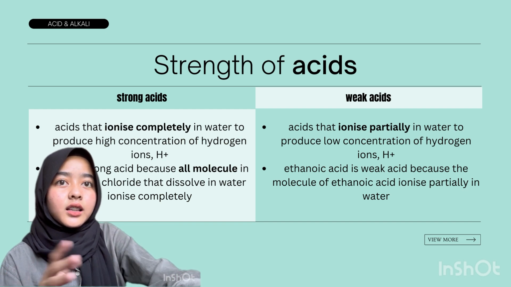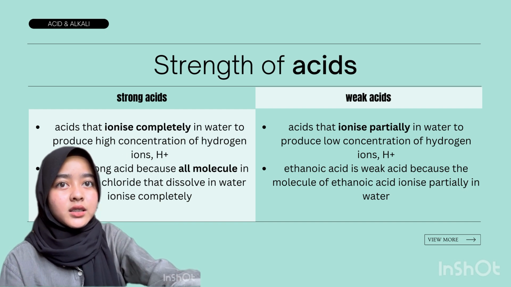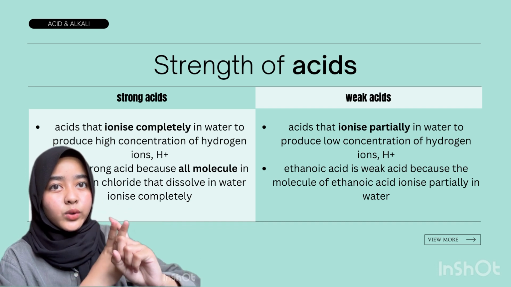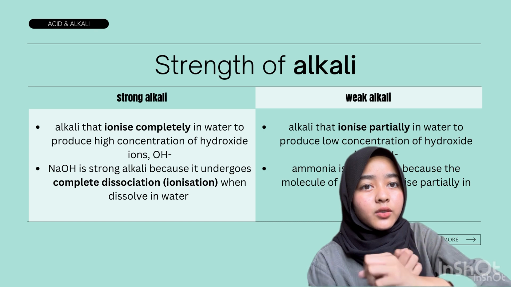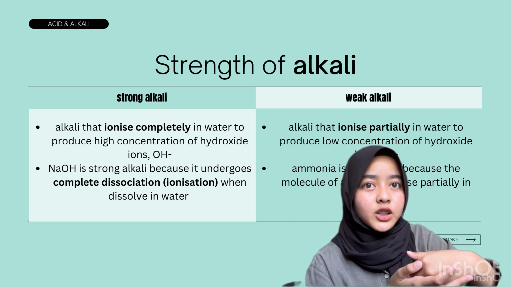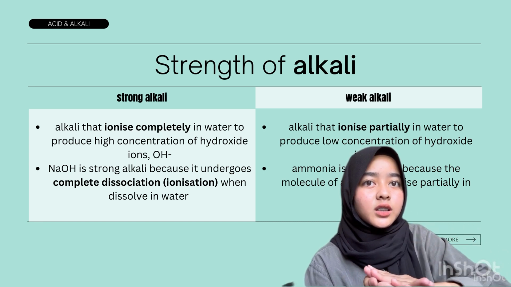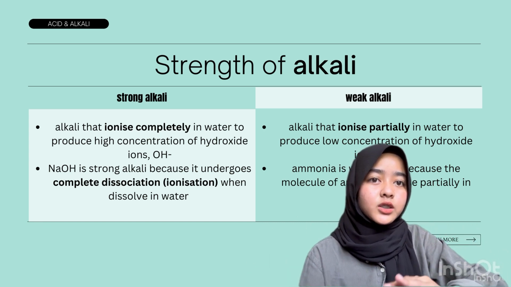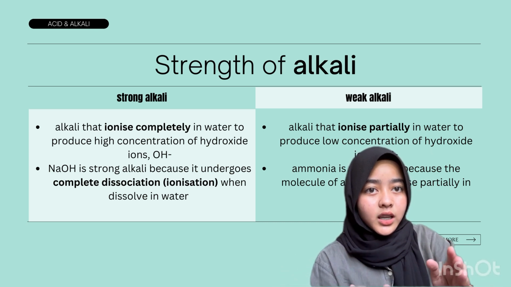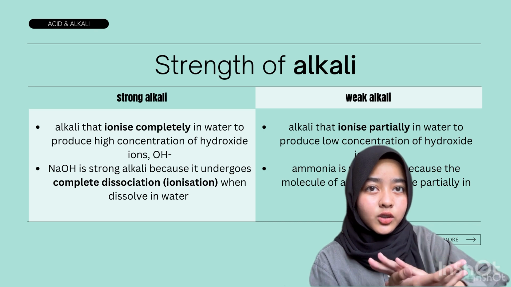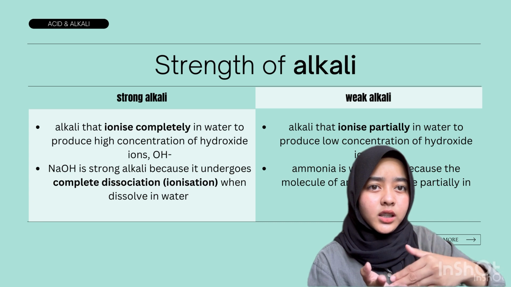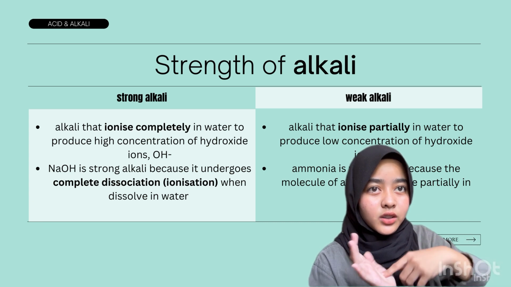Okay, let's look at the strength of alkali. It is the same. It has strong alkali and weak alkali. For strong alkali, it is an alkali that ionizes completely in water to produce a high concentration of hydroxide ions. For example, NaOH, sodium hydroxide, is a strong alkali because it undergoes complete dissociation when dissolved in water. What is dissociation? Dissociation is ionization.